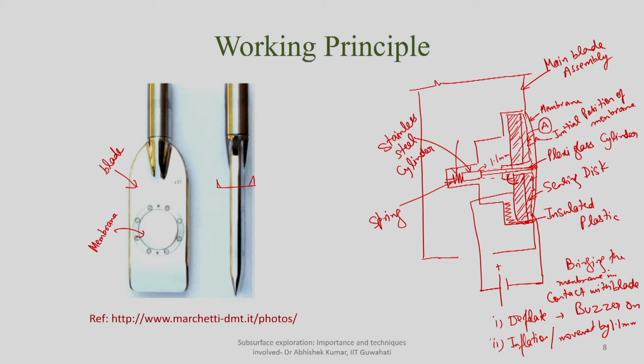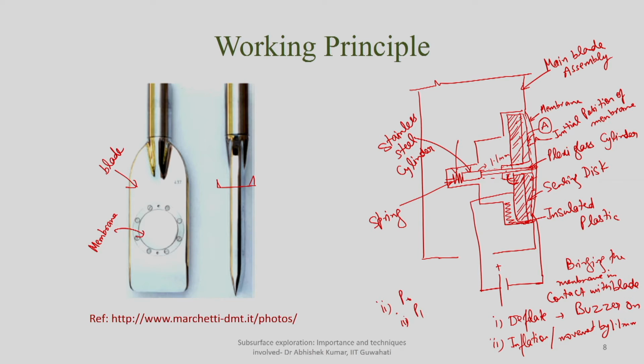Whatever is the pressure required to first bring the membrane in contact with the blade, you call it P0. Second, the pressure required to push the center of the membrane by 1.1 mm, you call it P1. This is at the base. These are the two field measurements you have to do at any depth of interest, at any site of interest.